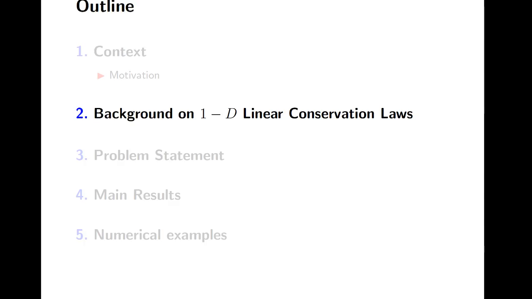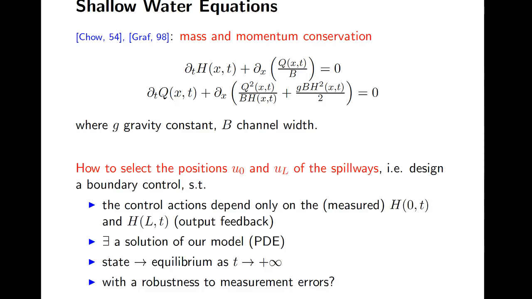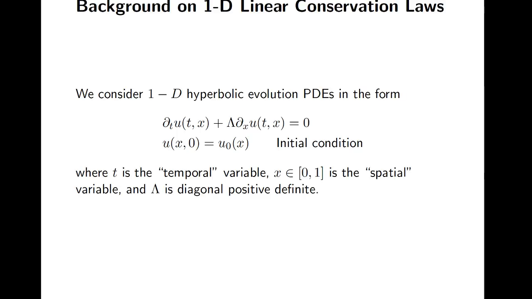So if you look at the general expression that I gave before, I'm assuming that the divergence reads as the partial derivative with respect to x in the one-dimensional case. And I'm assuming that this relationship here is linear in the sense that Lambda is a constant and given matrix, okay? So of course, this is a simplification of our general problem, but sometimes it helps. Most of the time, we can linearize a given system and then get to a PDE in this form, which is a linear one-dimensional hyperbolic PDE.